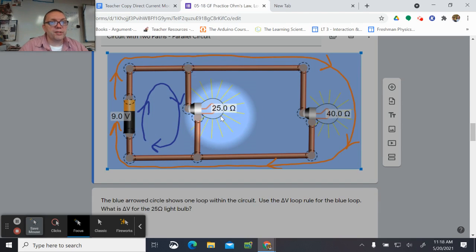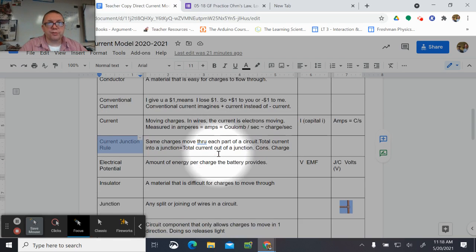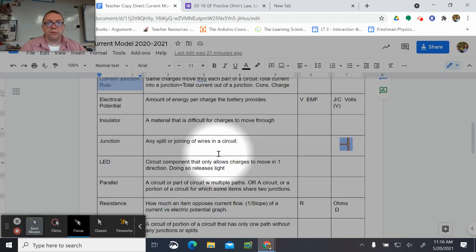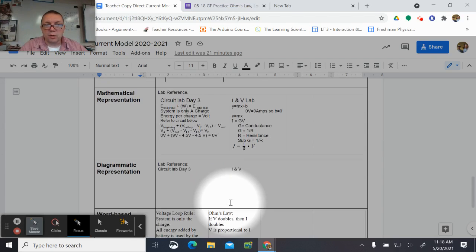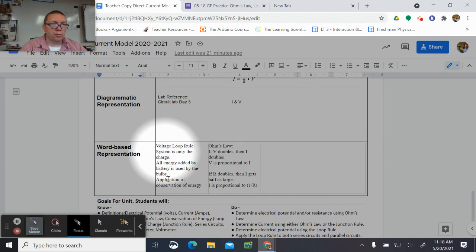So that's the idea of this conservation of charge being applied to junctions. So I hope that makes a bit of sense. The equation for that is like total current in equals total current out. And then here's voltage loop rule, word-based deal for voltage loop rule.